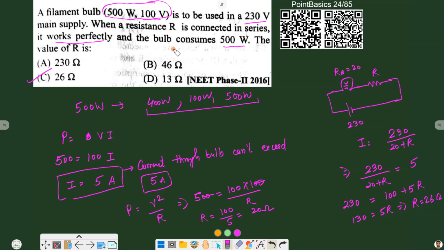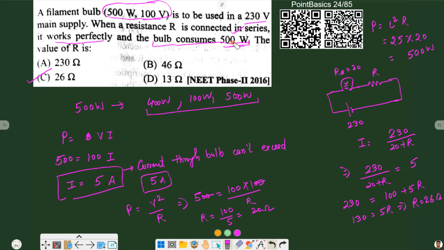Now we can also validate that second part, that the bulb is consuming 500 watt. To find out how much power the bulb is consuming, as this is a series circuit, we have to use the formula for power in the form of current, that is I square times R. The value of current in this circuit is 5, which we assumed. So 5 square is 25, into the resistance of the bulb, which is 20, and multiplying we will get 500 watt. So we can say the second condition is also satisfied.